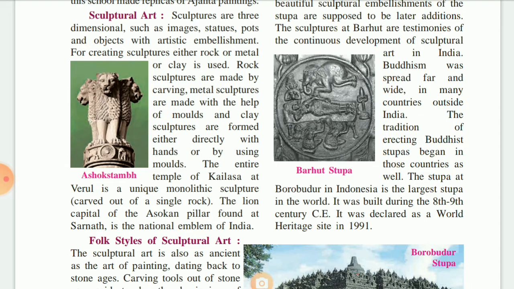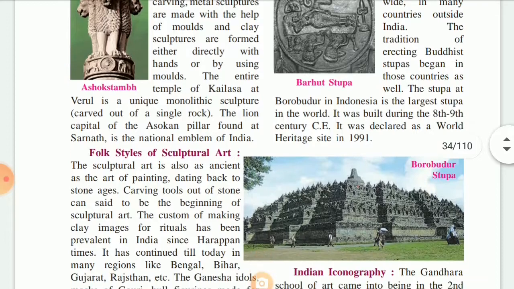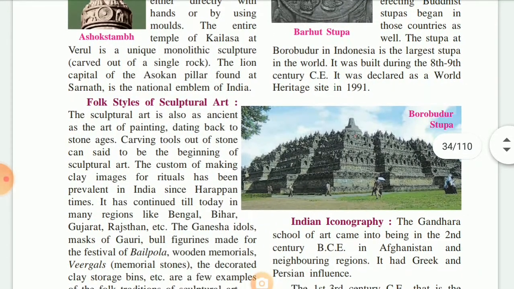Yesterday in the previous lecture we have seen sculptural art and how the rock carvings took place, then the clay and the metals. So in this part we are going to study the folk style of sculptural art.